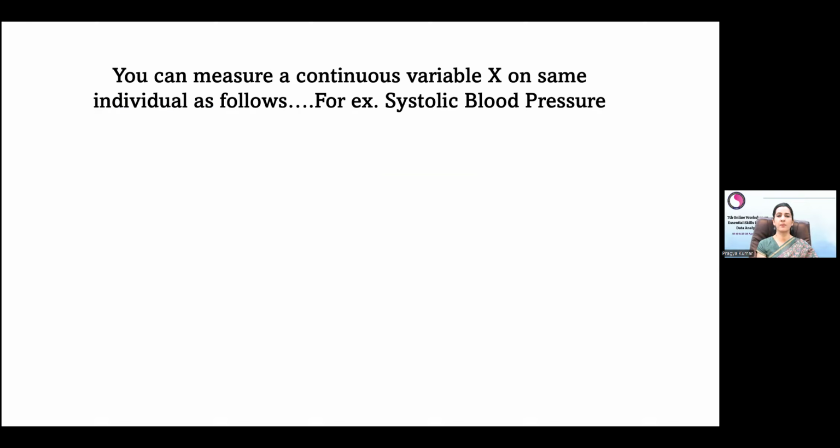So this is very much similar to McNemar. The example which we have used in McNemar, we have used the same example here. But the only difference is there we had made it a categorical variable. Here we are measuring it on a continuous scale.